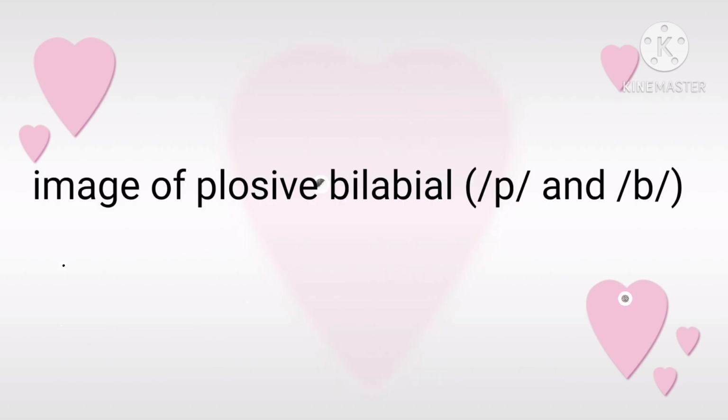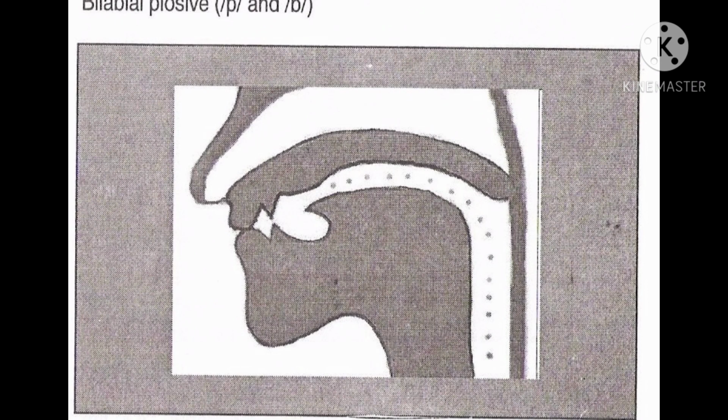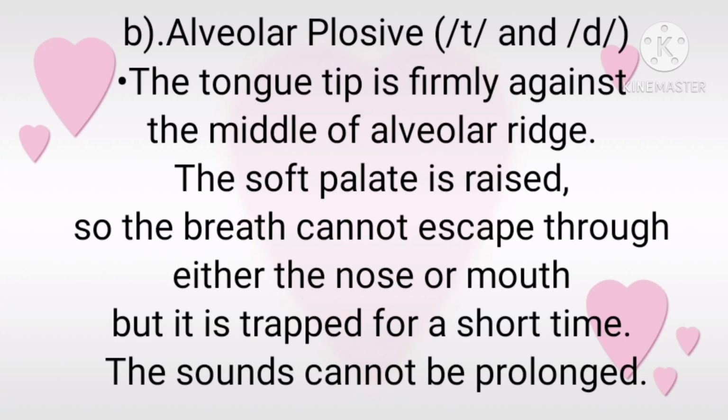Bilabial plosive P and B. Alveolar plosive T and D. The tongue tip is firmly against the middle of the alveolar ridge. The soft palate is raised so the breath cannot escape through either the nose or mouth, but is trapped for a short time. The sound cannot be prolonged.